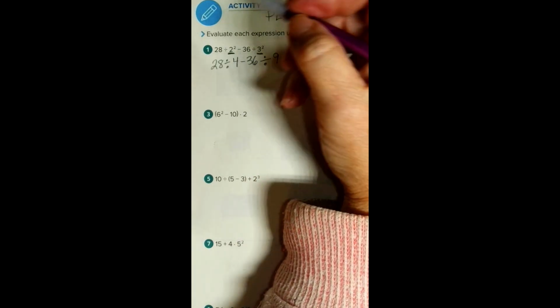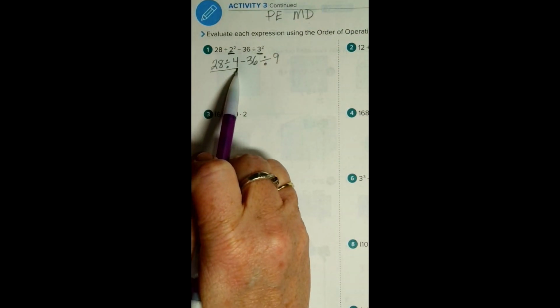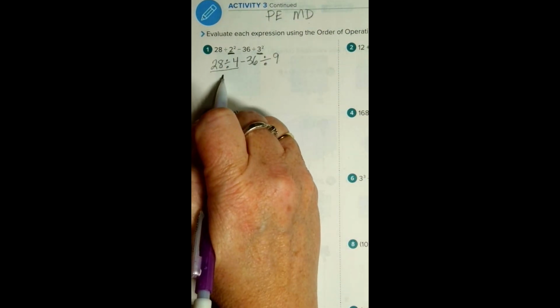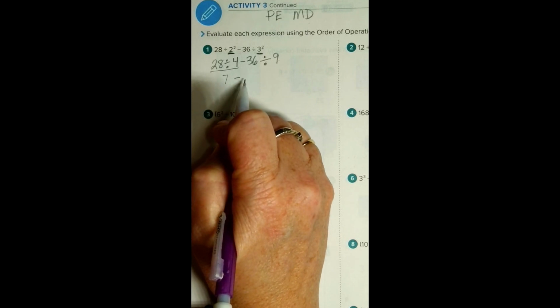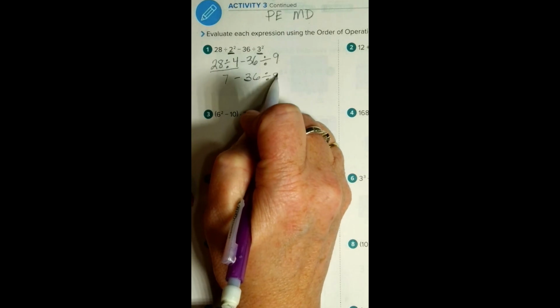Next is multiplication or division. So we have 28 divided by 4 minus 36 divided by 9. I don't see any multiplication, but I do have division. I come to this first. 28 divided by 4 is 7. I'm just rewriting the rest. Minus 36 divided by 9.